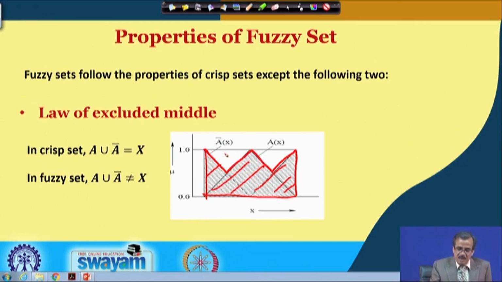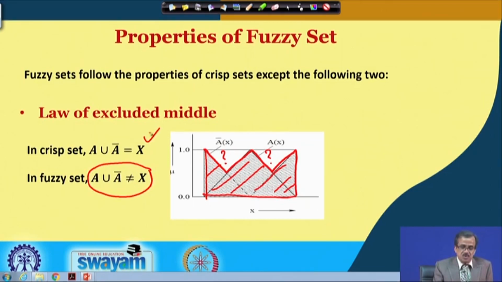But you see here I have got one white portion, here I have got one white portion, which has not been attended. So, we cannot say that in fuzzy sets A union A bar is equal to the whole thing, that is capital X. This particular condition holds good for the crisp set, but for the fuzzy set there is a violation, in terms of the law of excluded middle. That means your fuzzy set does not follow the law of excluded middle.